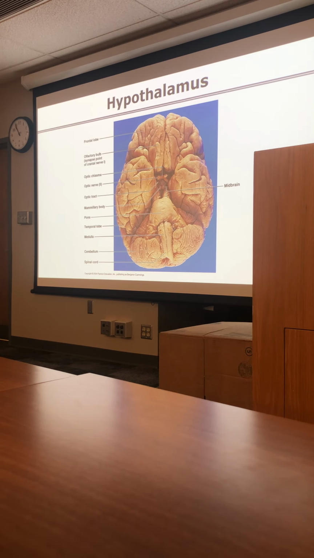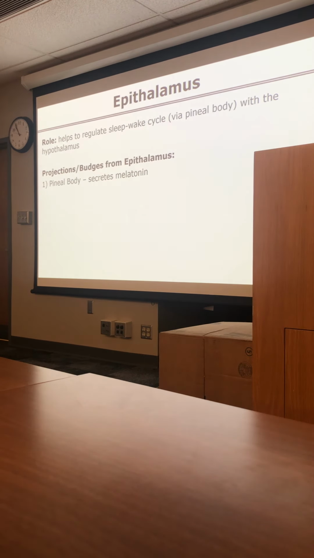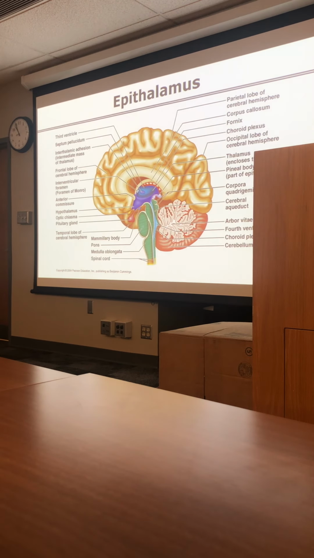They actually have to do with, I think, motion or movement of something. That is the epithalamus. The epithalamus helps to regulate sleep-wake cycle via the pineal body with the hypothalamus. So the hypothalamus has a role in wake-sleep cycle, but the epithalamus is going to also do that as well, so there's communication between the two. And as we know, there's the pineal body, which hangs off the back of the epithalamus, and it secretes melatonin, and we've talked about that before.